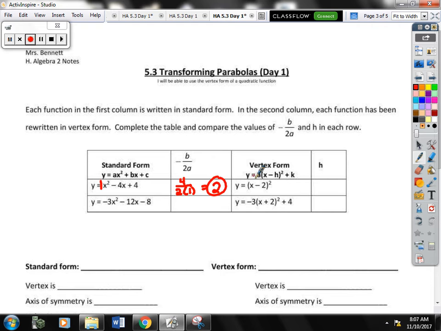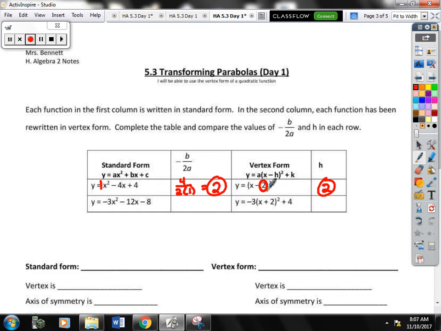Now notice in vertex form, it's a times the quantity x minus h squared plus k. So the formula has a subtraction sign in it. So whenever you're identifying what h is, if you want to think of it, it's the opposite of what you see. So if you see a negative 2, it's a positive 2. But the formula is x minus h, so h is just 2. So you can notice that the x-coordinate of the vertex is actually showing up in vertex form right there.